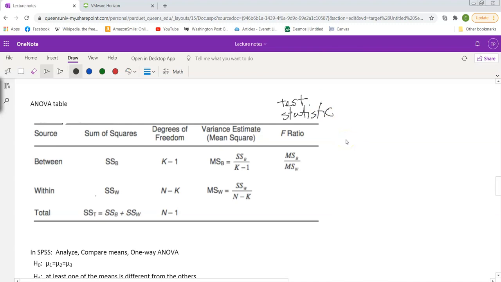So on an ANOVA, the test statistic is an F. This is just a different distribution that we use for ANOVA. There are tons and tons of different probability distributions, and this is just one of them. I'm going to go back up here and talk a little bit about this F ratio, though.